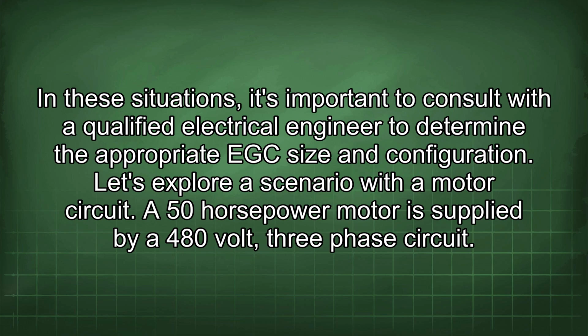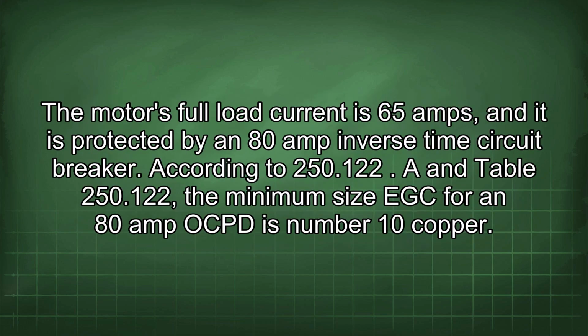Let's explore a scenario with a motor circuit. A 50 horsepower motor is supplied by a 480 volt, 3-phase circuit. The motor's full load current is 65 amps, and it is protected by an 80 amp inverse time circuit breaker. According to 250.122 and Table 250.122, the minimum size EGC for an 80 amp OCPD is number 10 copper.